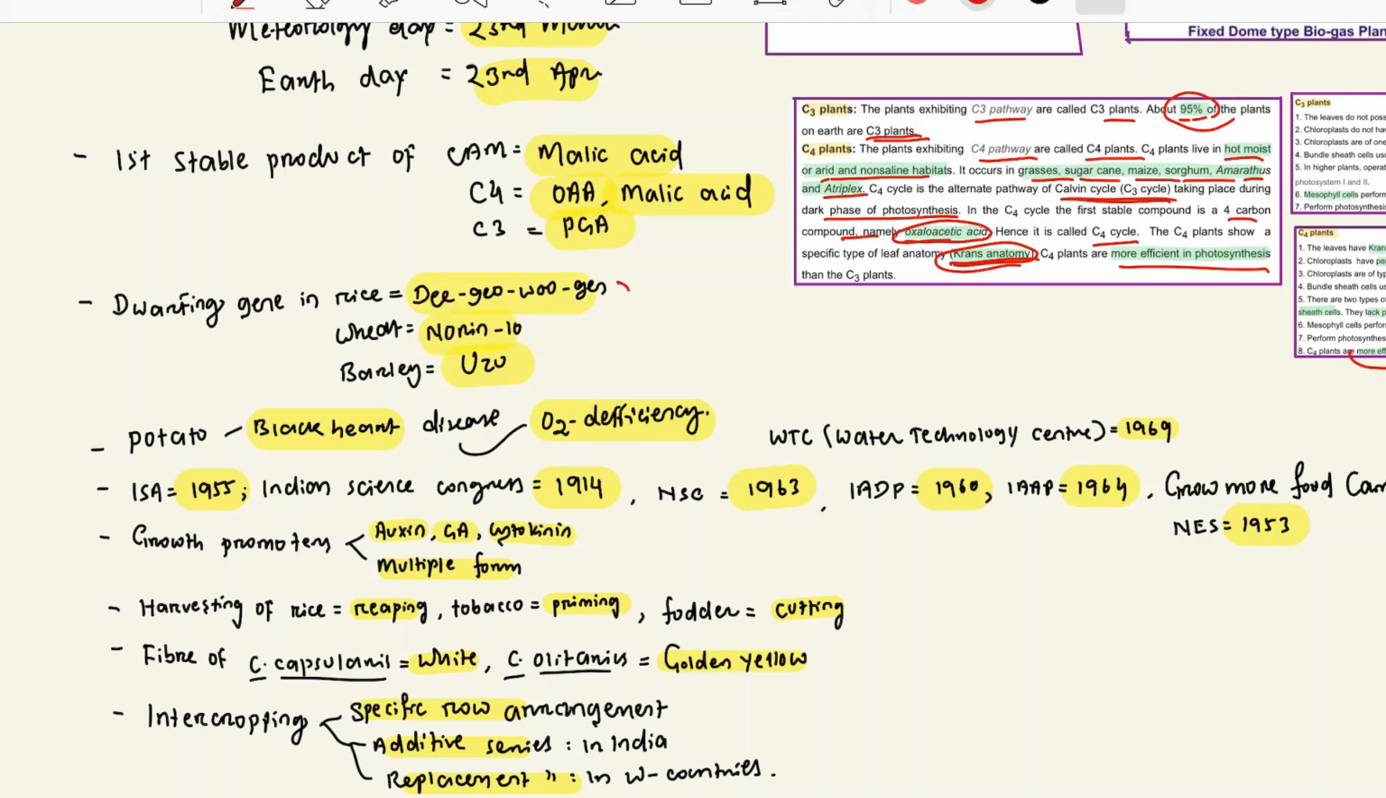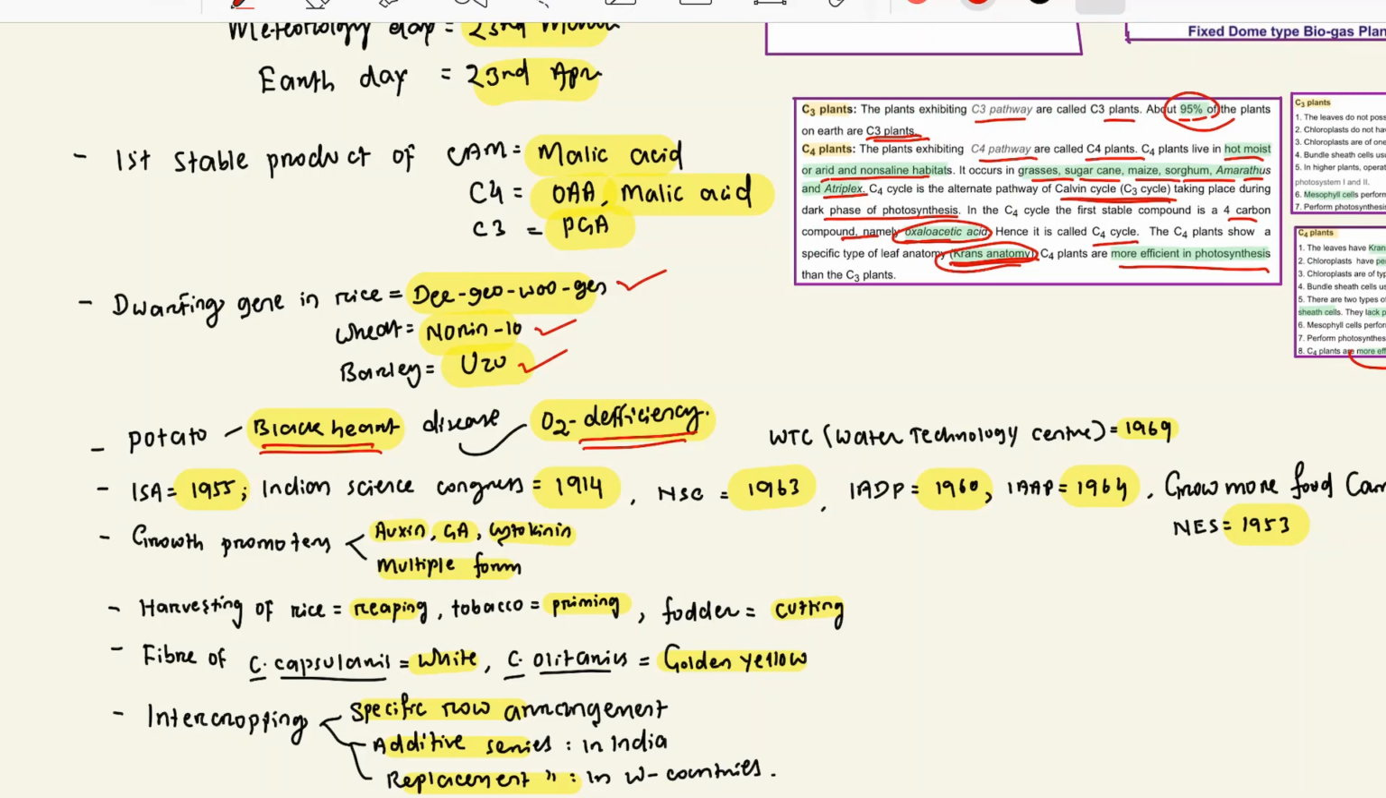In rice that is DGWG, in wheat that is Norin-10, and in barley Uzusin. They are the dwarfing genes in these plants respectively. In potato there is a common disease called black heart disease that is caused by anoxic conditions, like oxygen deficiency. If moist conditions or oxygen deficiency happen to potato, then black heart disease prevails.